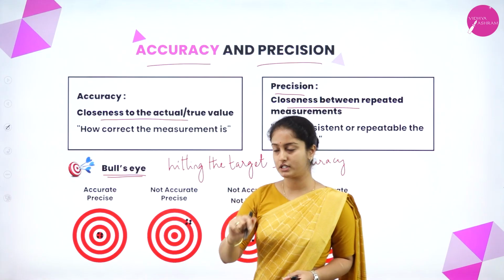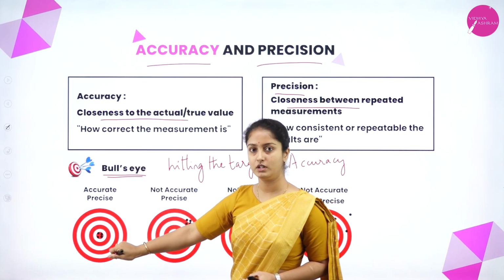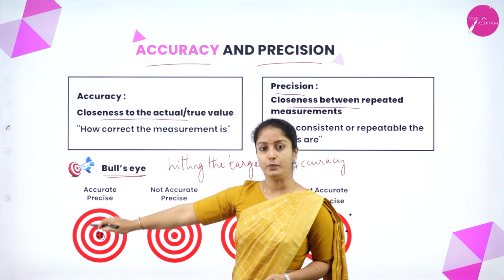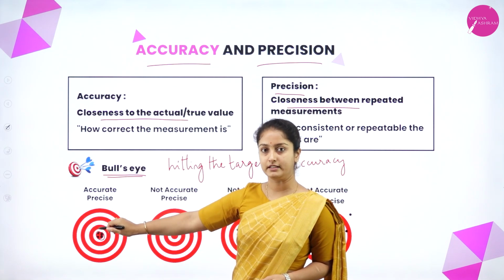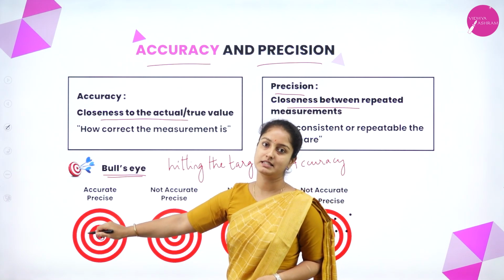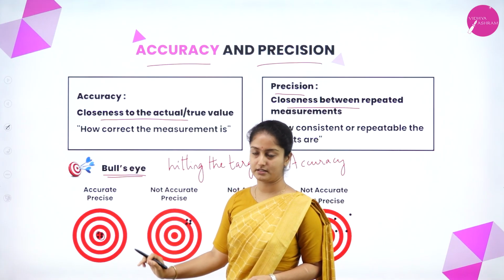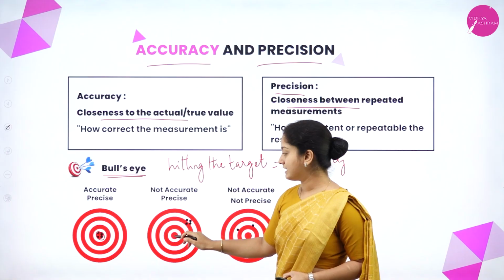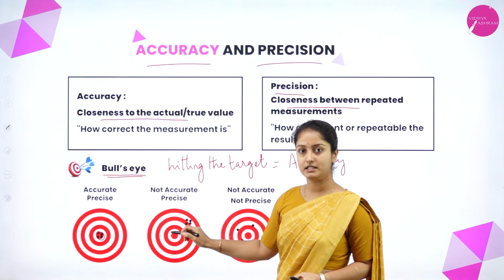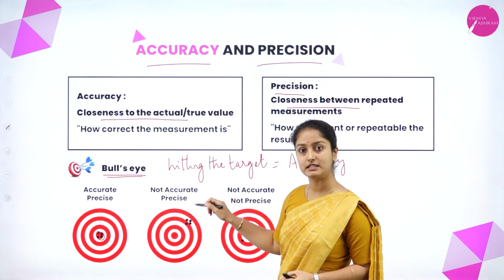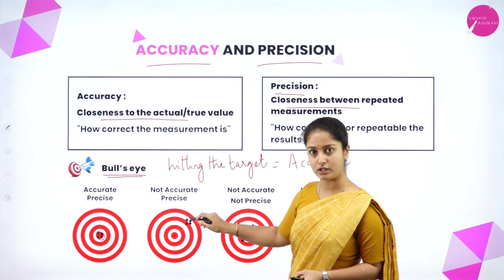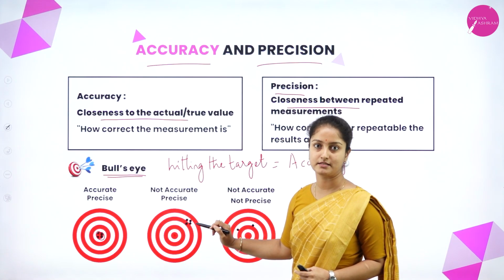Here in this first example, the target is at the center. There are 4 shots, you can observe 1, 2, 3, 4, and all 4 shots hit the target. So when all 4 shots hit the target, the measurement is accurate. Then in the second one, the target is at the center, but all 4 shots hit somewhere away from the center, and most of the 4 shots hit the same place.